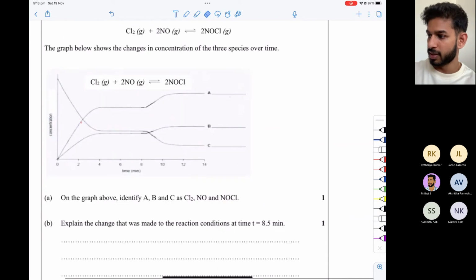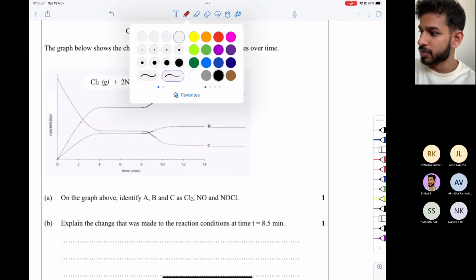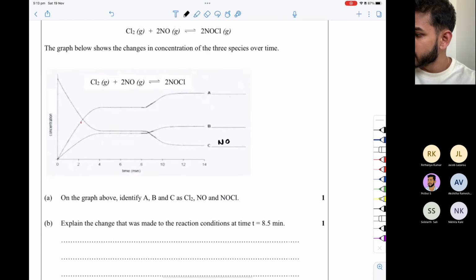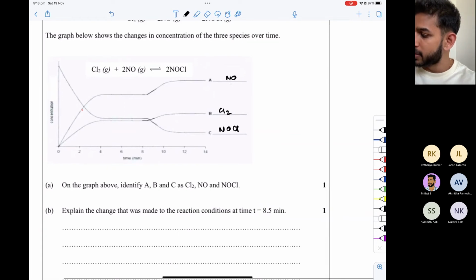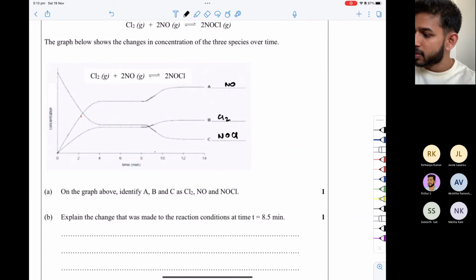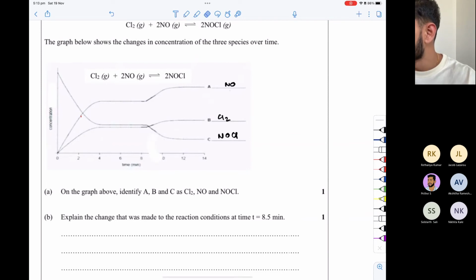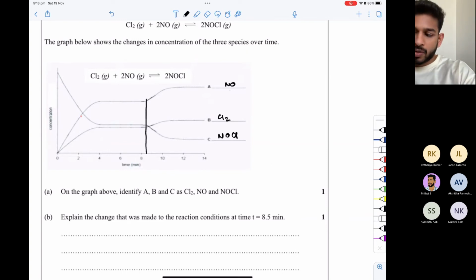Good. We've done that. Let me just write it down for us all. We've been told that we've got NOCl, NO, Cl2. Next, explain the change that was made to the reaction at 8.5 minutes. Right there. This one's a little bit harder because it's kind of like a student drawn, 8.5, but it's 9 minutes. 8.5 is right here. And there. Okay. So what do you guys think was the change that was made at that time?